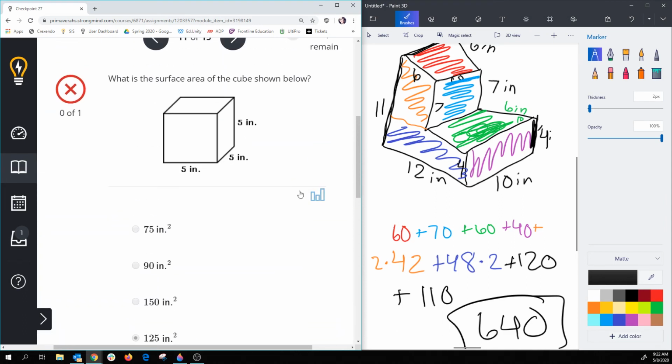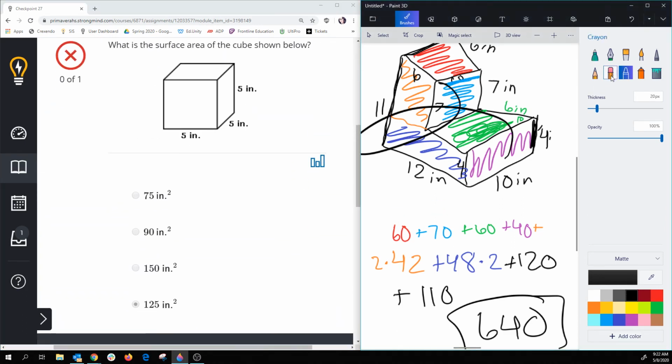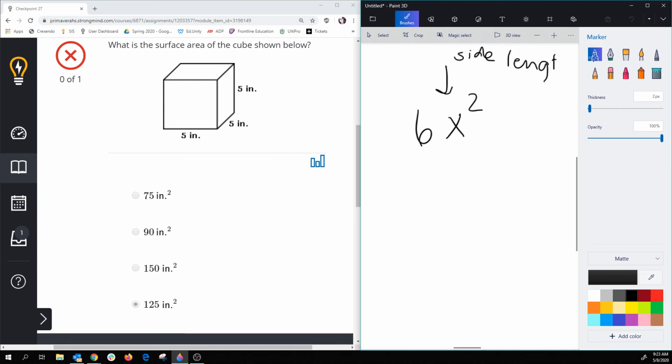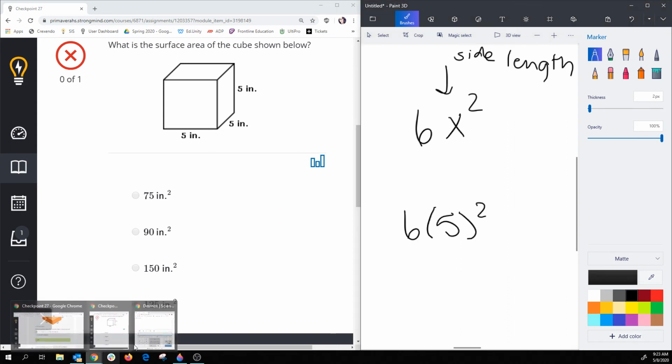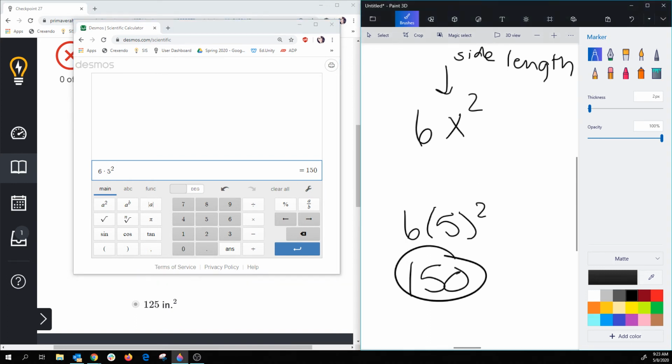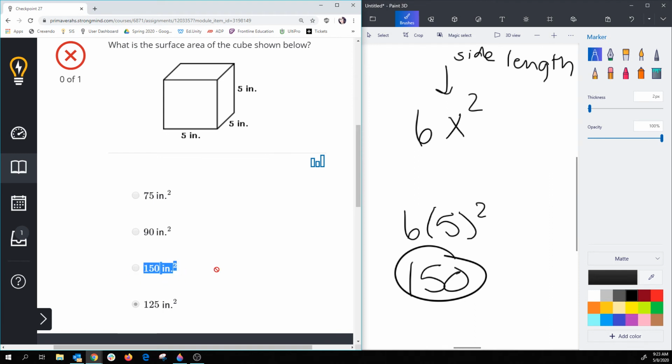Alright, number 10. Here we have a surface area of a cube. Remember we have that cube formula that we can use. That is 6x squared, where x is my side length. And my side length for this cube is 5. So I would have 6 times 5 squared. We can type that into Desmos if you would like. So I have 6 times 5, and where's the little squared? A squared. It does that. Don't forget to multiply it, which would give me 150. So the surface area of this cube would be 150 square inches.